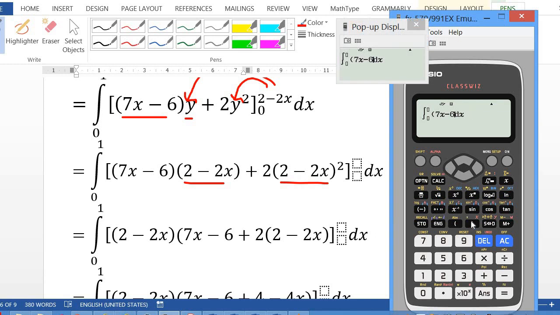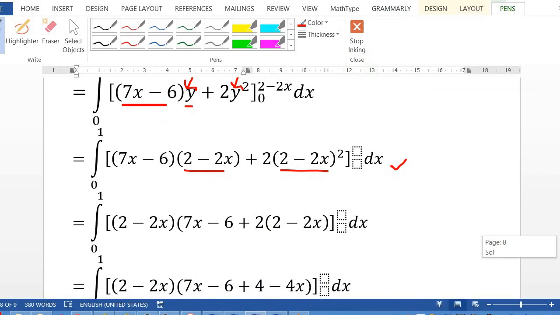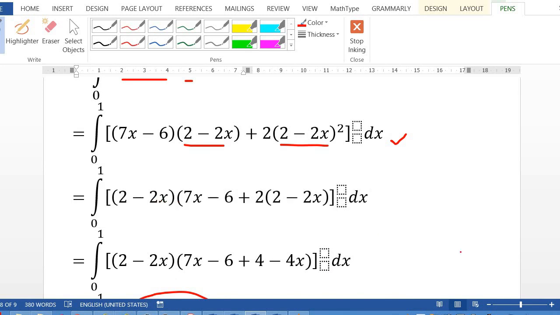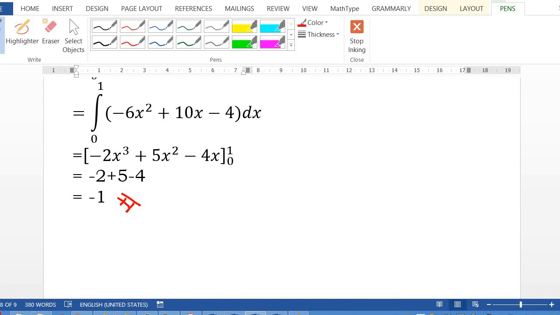7x minus 6 times 2 minus 2x plus 2 times 2 minus 2x squared. 0 to 1. Straight away you get the answer negative 1. Okay, instead of collecting the third factor out, simplify, expand, lastly integrate, so long a step, you get negative 1.